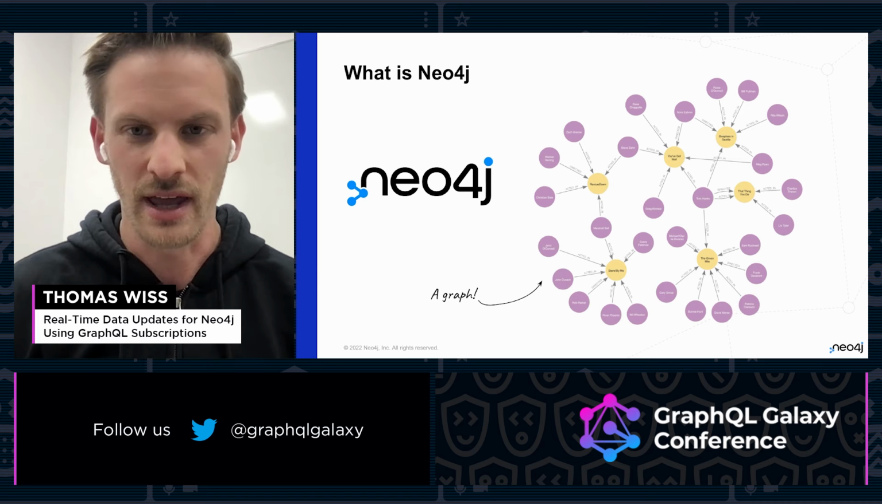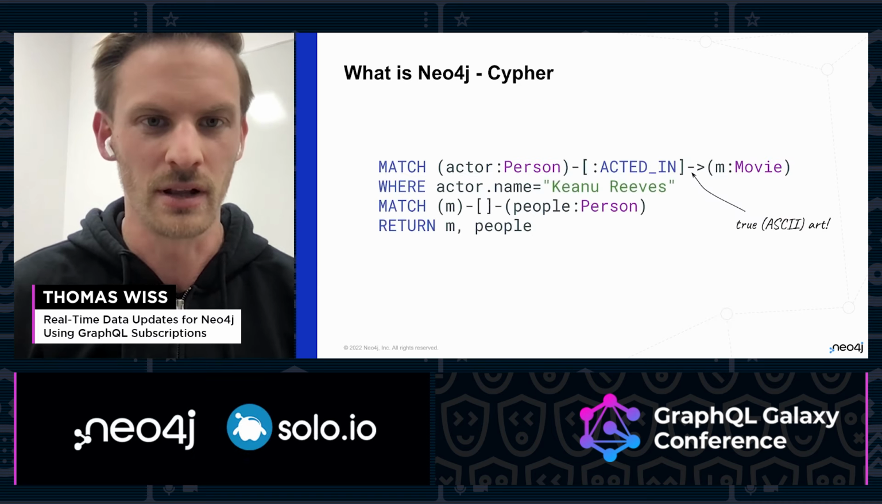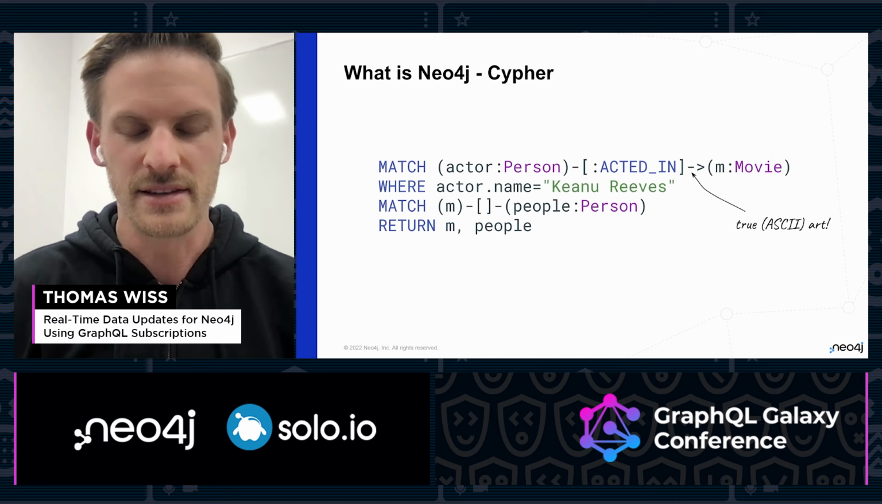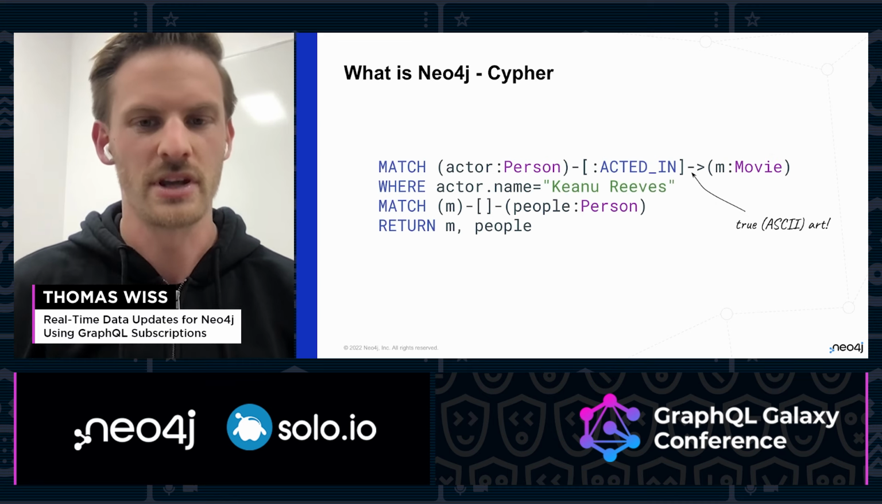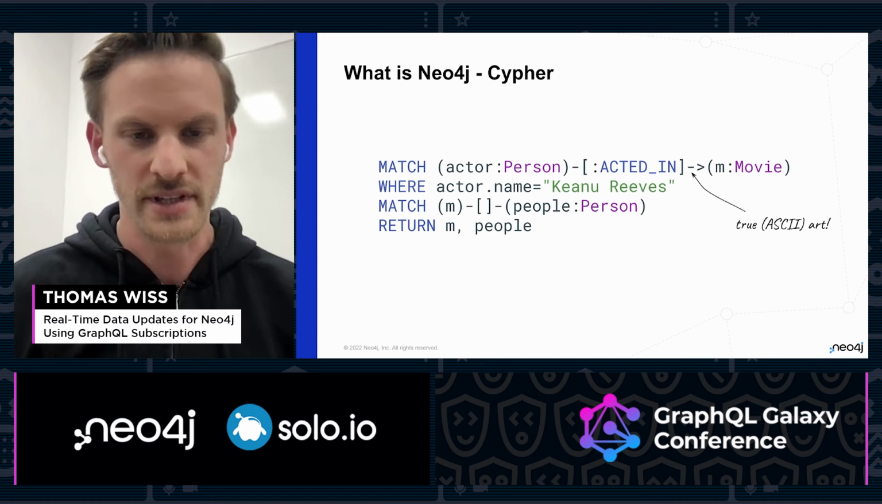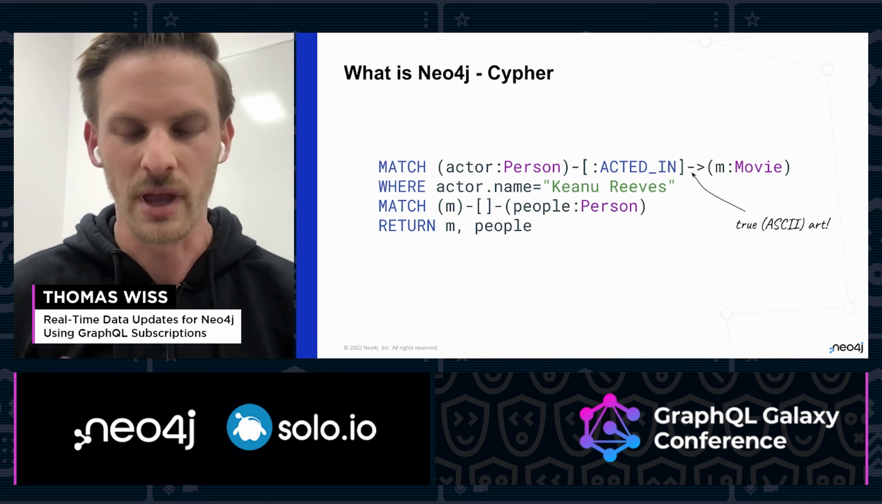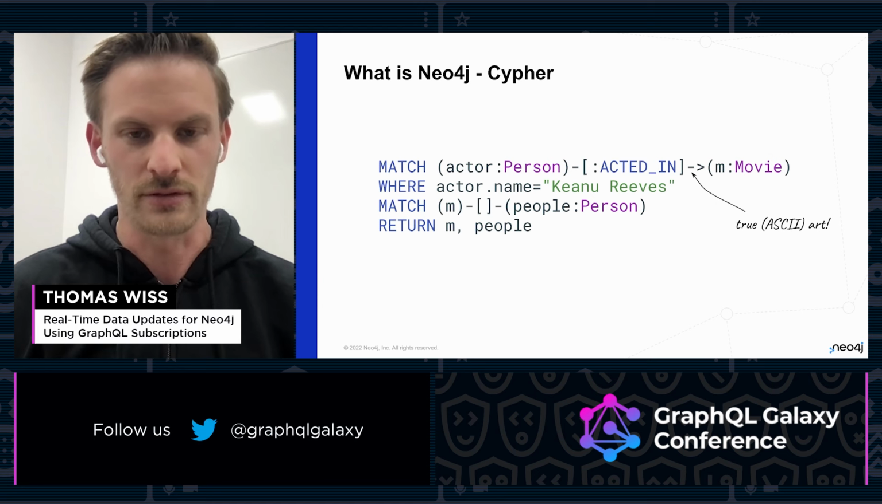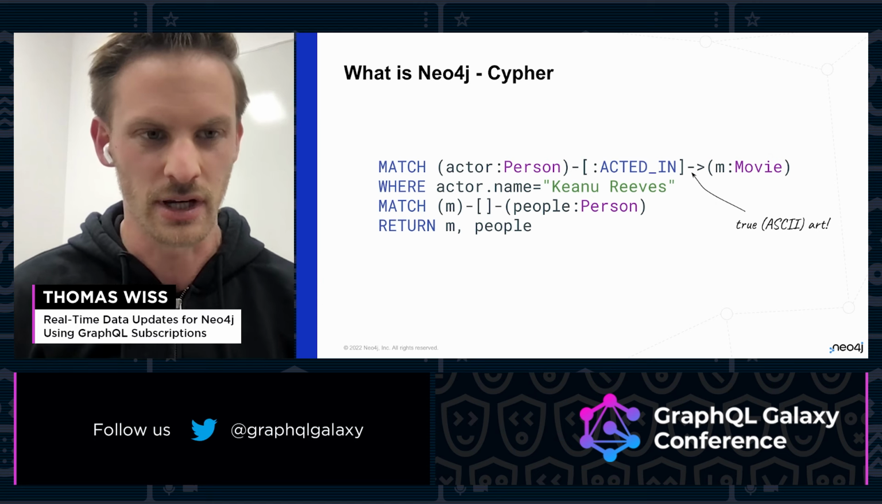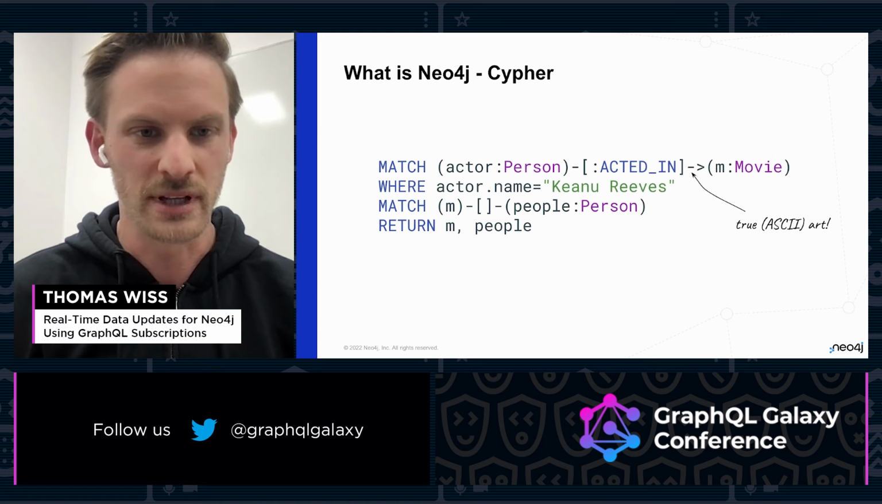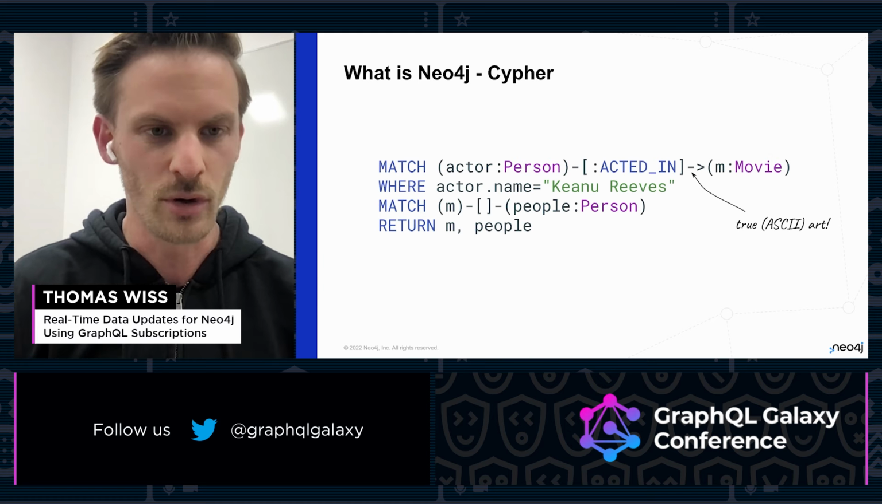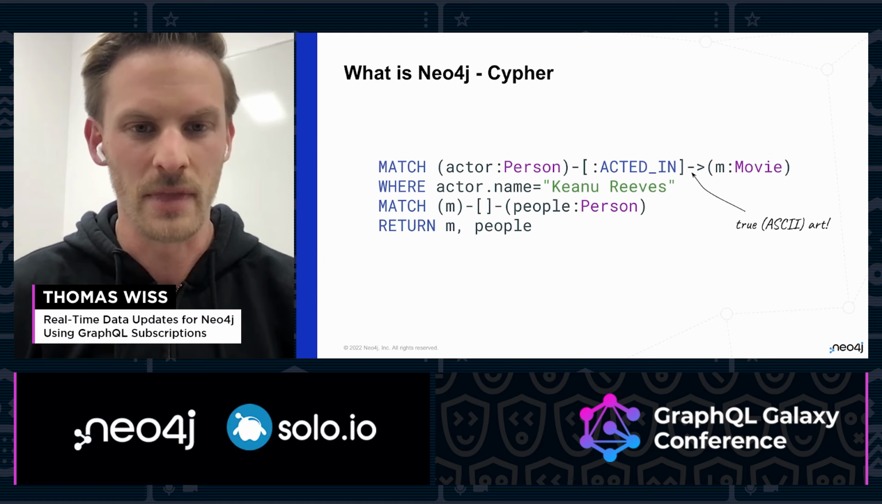Of course, if we have a database, we need a way to query that database, or a query language. And that's what Neo4j built as well. It's called Cypher. And Cypher got a lot of inspiration from SQL, but it added some more things on top because we have to query graphs. And so we have to do things like graph pattern matching.